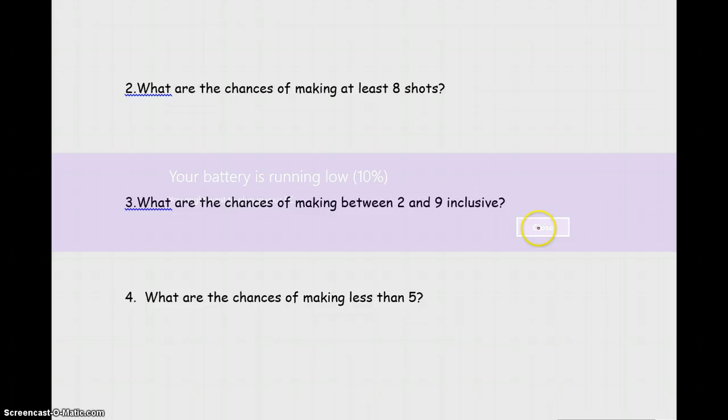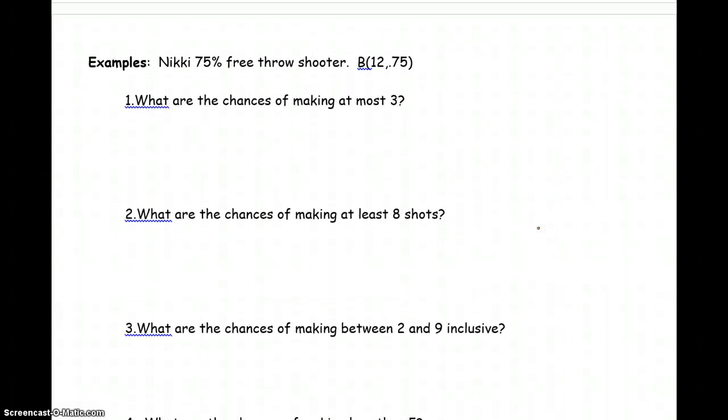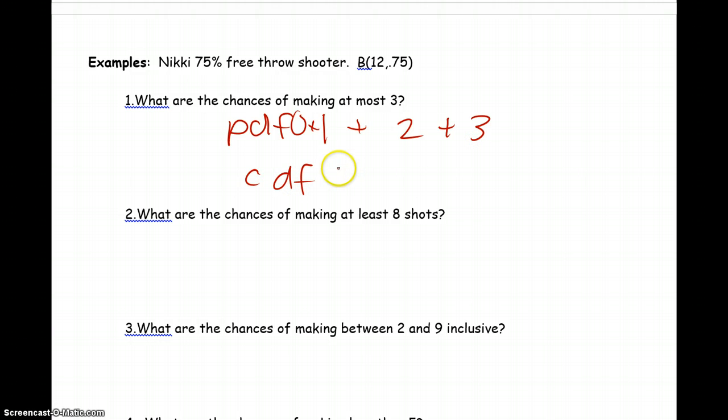So here's our example. Nikki is a 75% free throw shooter. She's shooting 12 shots. There's a 75% chance that she makes it. So what are the chances of making at most 3? You have 2 ways you could do this. You could do PDF of 0 plus PDF of 1 plus PDF of 2 plus PDF of 3. Or you could just do CDF of 12, 0.75, 3. Why don't you try these before you watch me do it, and then you can go back and check your answers.